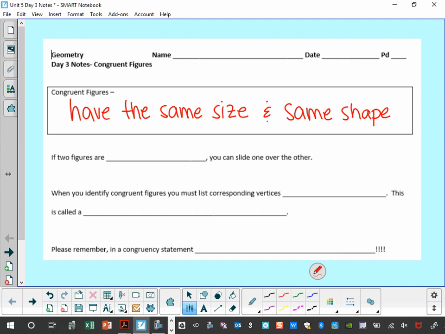And also, if two figures are congruent, you can slide one over the other. That just means that if it's congruent, it's the same figure. You'll be able to tell because if they're on top of each other, it looks like just one figure.